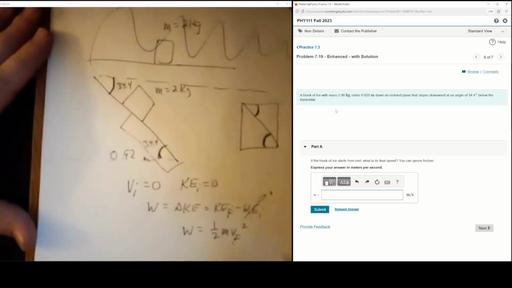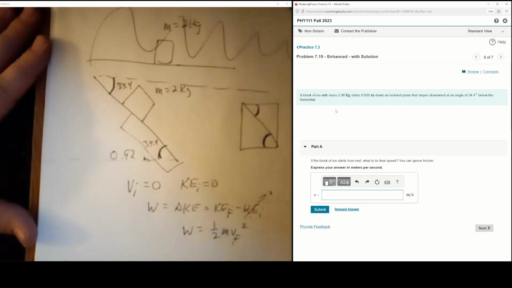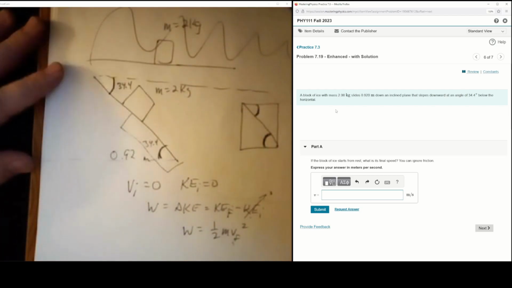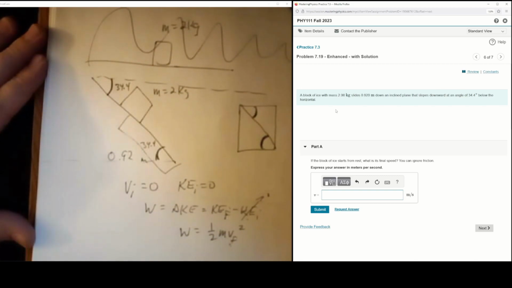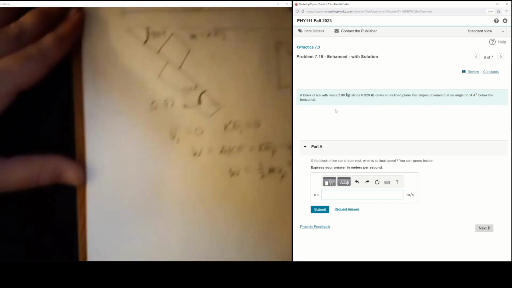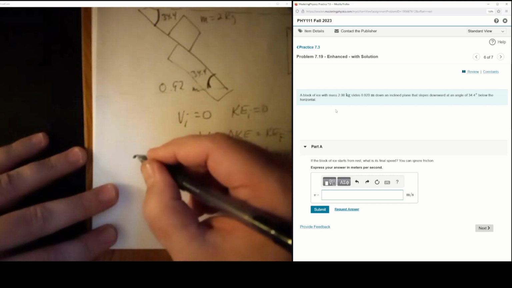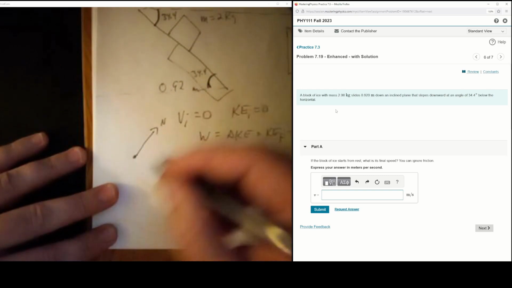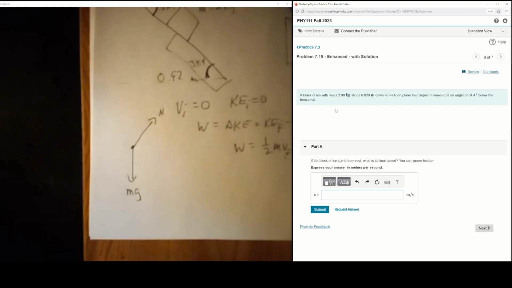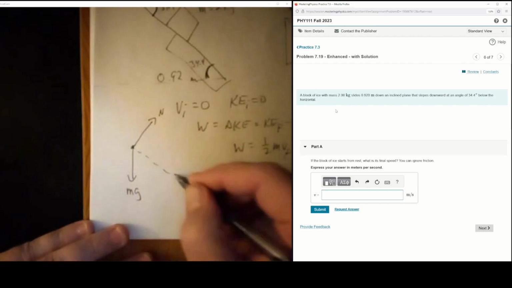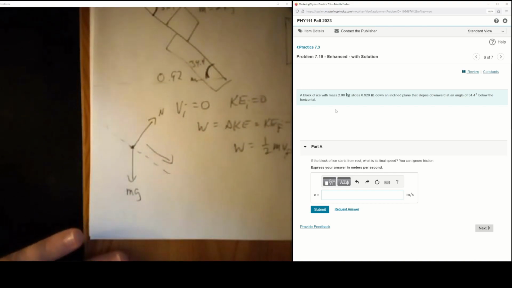So we need to figure out then how to get the work from this block of ice sliding. And it doesn't say anything about friction, so there's no friction there. And there's two ways we can do this. We could first look at a free body diagram. So here's our normal force. Here's the force of gravity. And the motion, our displacement, is down the ramp.